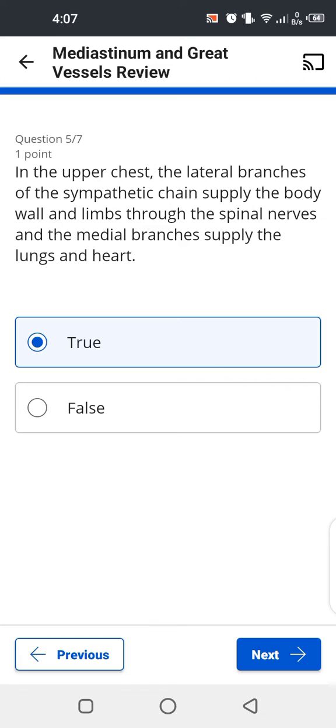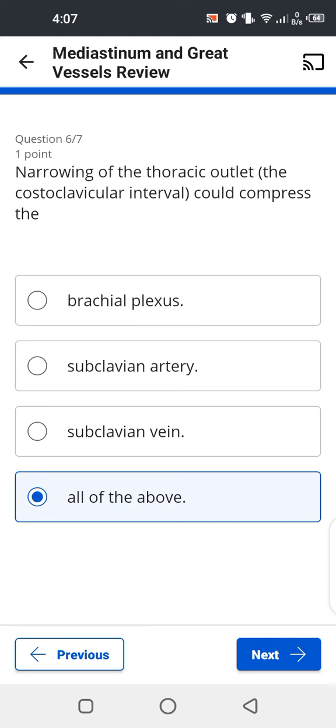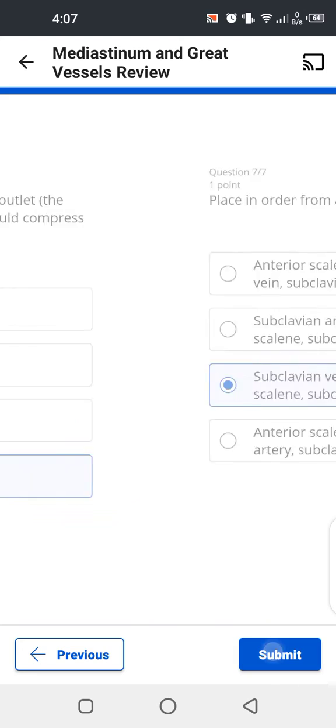Next, in the upper chest, the lateral branches of the sympathetic chain supply the body wall and the limbs through the spinal nerves, and the medial branches supply the lungs and heart. This is true, because the medial branches supply the lungs and heart. Next, the narrowing of the thoracic outlet could compress all of the above, because these structures, brachial plexus, subclavian artery and subclavian vein, are present in the thoracic outlet and can be compressed.